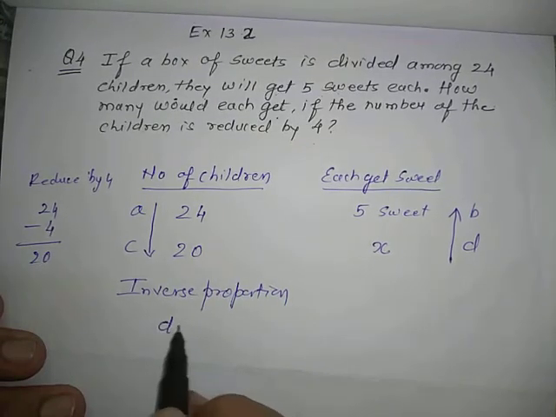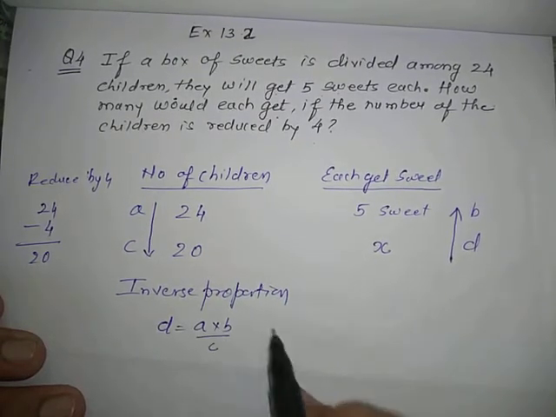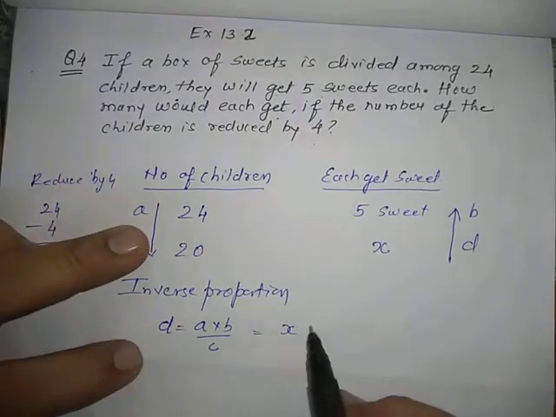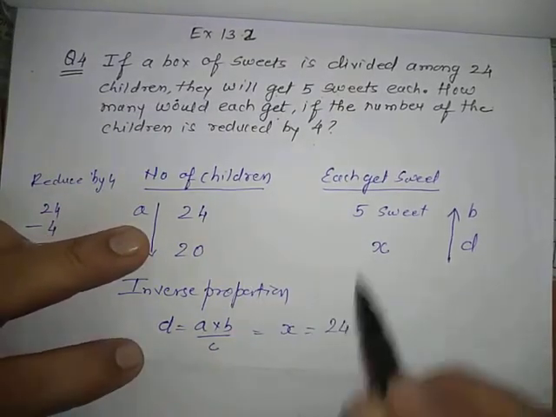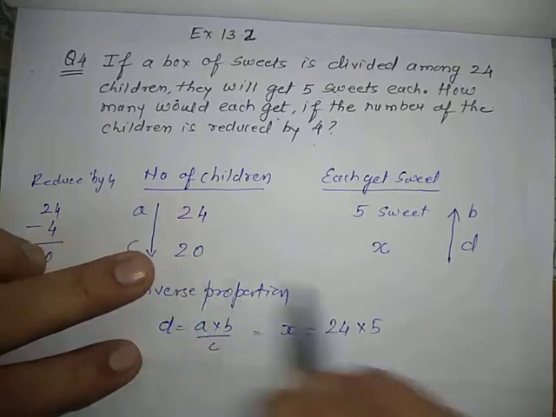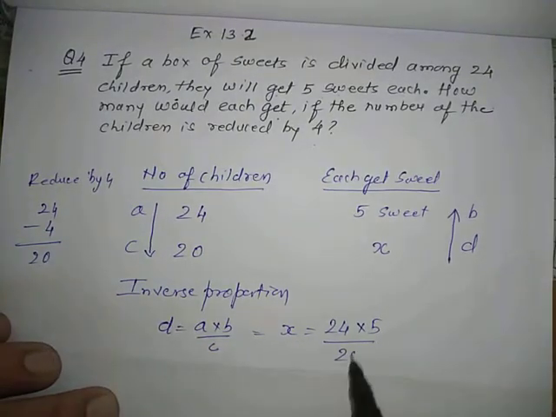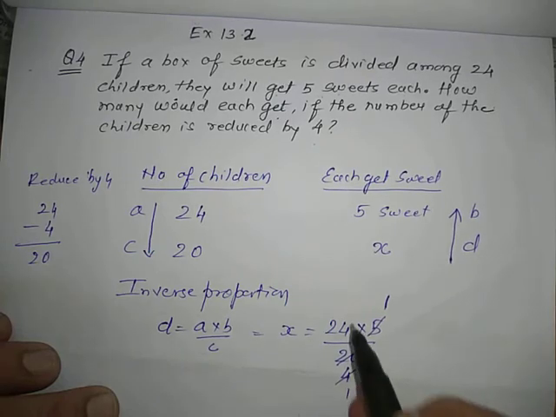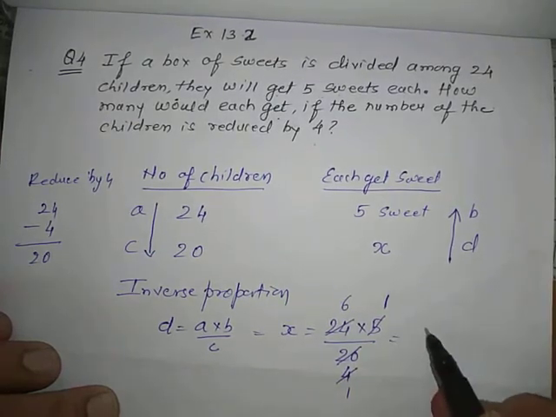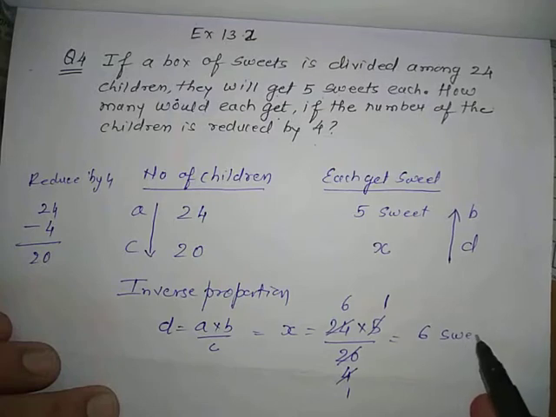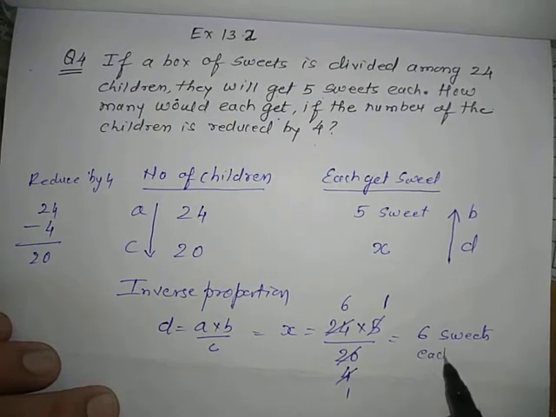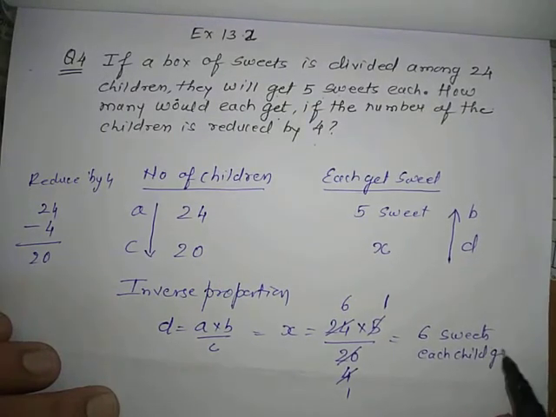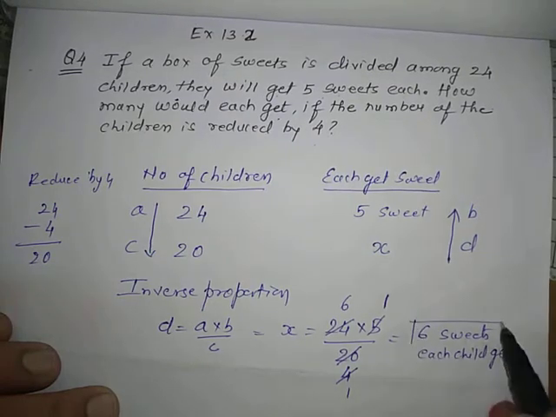So D is equal to A into B upon C, means X is equal to 24 multiplied by 5 divided by 20. So 5 ones are 5, 5 fours are 20. Now again divisible by 4, 1, and 4 sixes are 24. So 6 sweets each child gets.